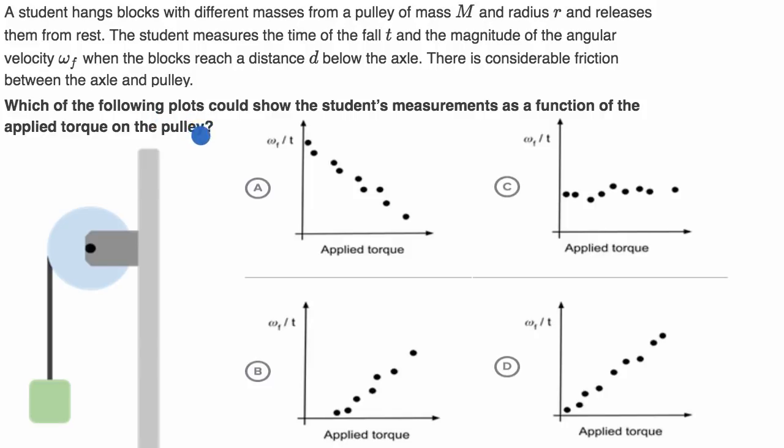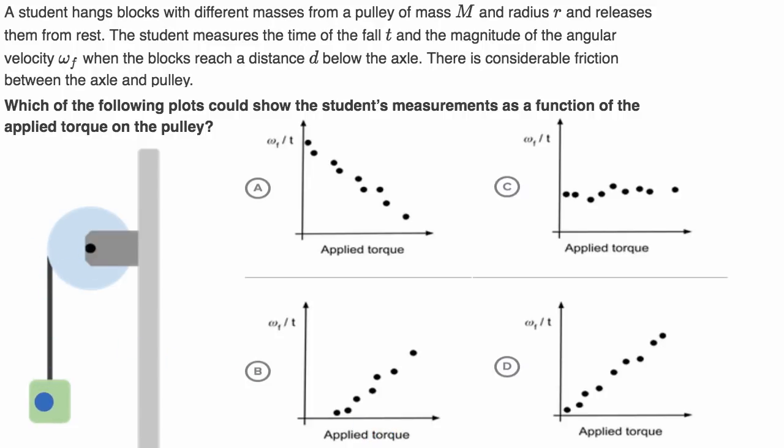All right, so let's first understand what these axes are, and then we'll talk a little bit about what's going on with this mass pulley system. So on our horizontal axis here, we have our applied torque. Now, where is the applied torque in this system?